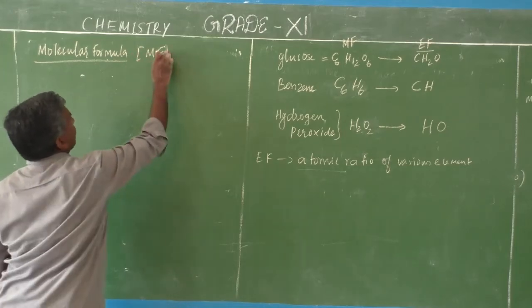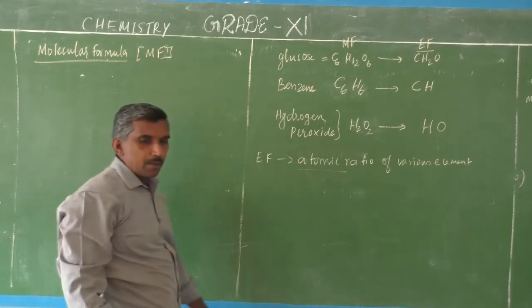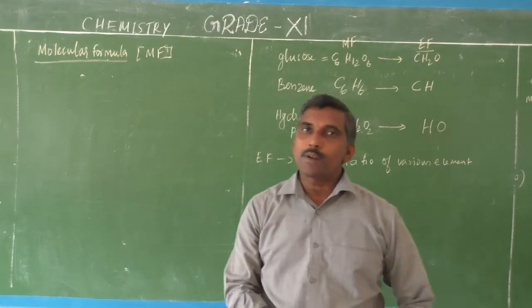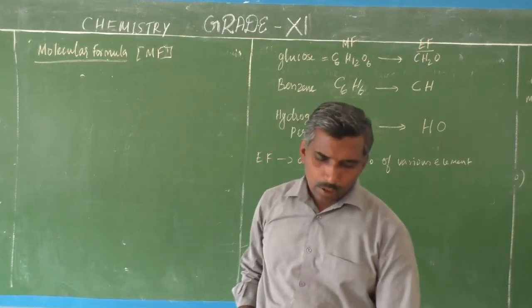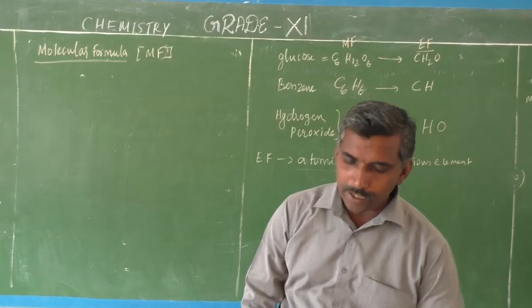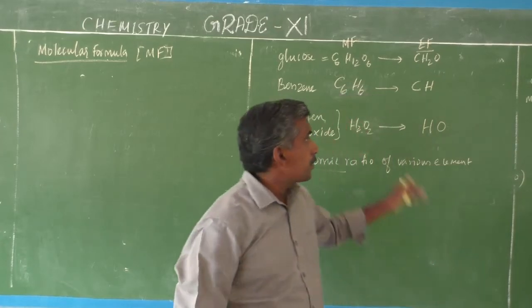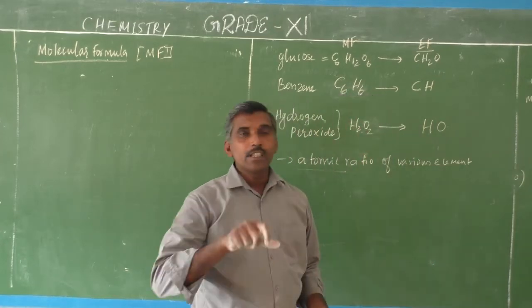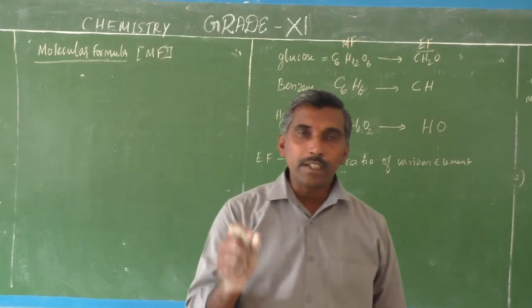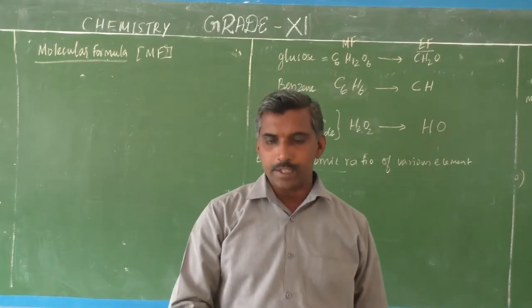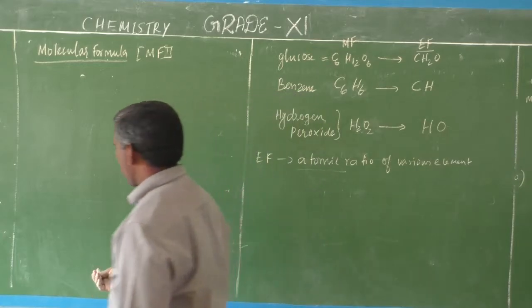That is MF, the molecular formula. The molecular formula is the exact formula of the compound, with the exact number of atoms present. In the empirical formula, only the simplest ratio is present. But in a molecular formula, the exact number of atoms is present.